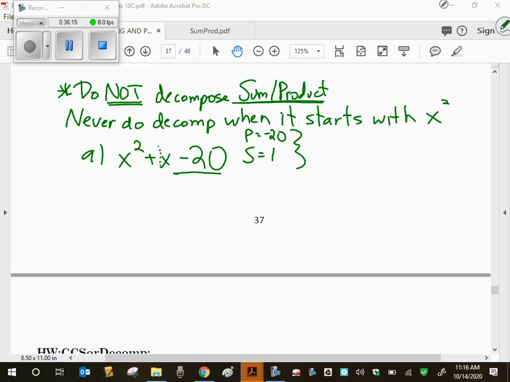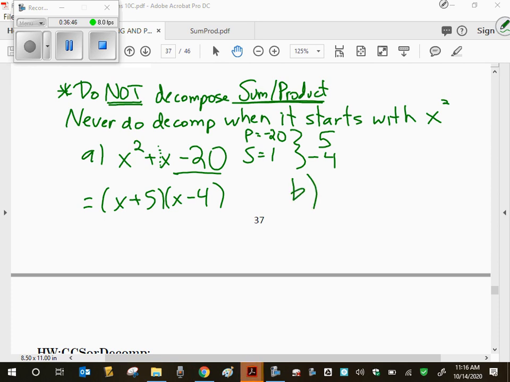Anybody find the two numbers? 5 and 4. Sum is positive, big number is positive. This is the one where you put those numbers in the brackets and you're done. Done, done, done. You're done 10 seconds after you find those two numbers. Decomposition, you've got to slice and dice. So do not decomp these ones.